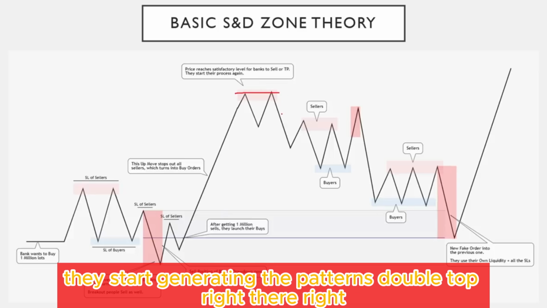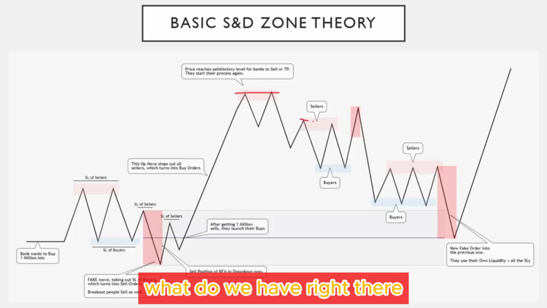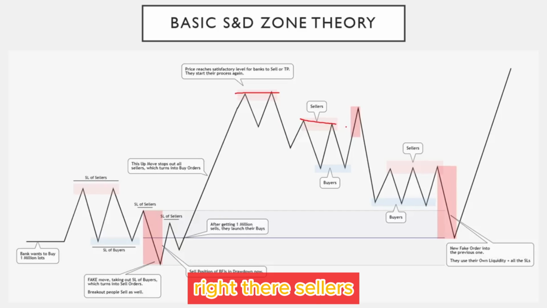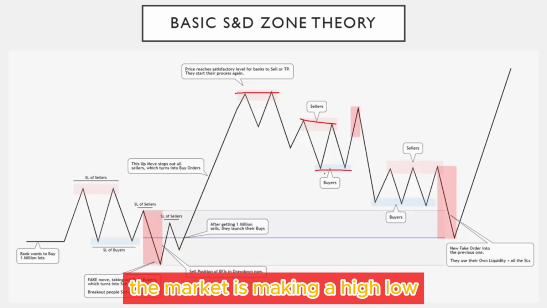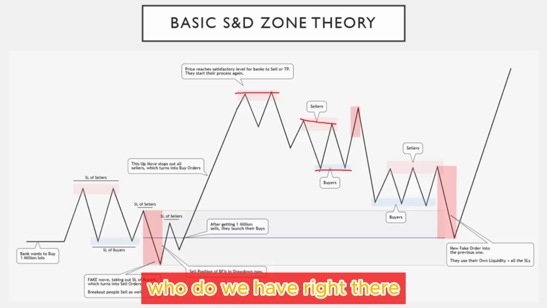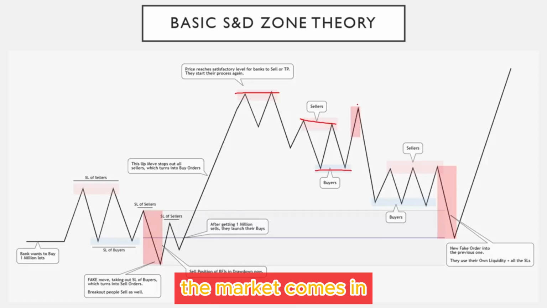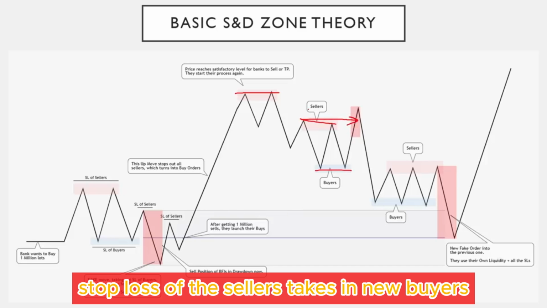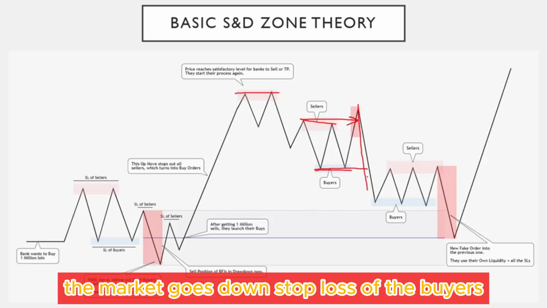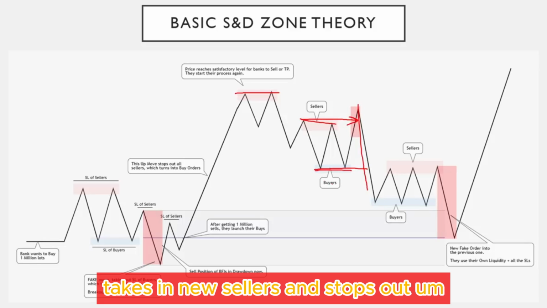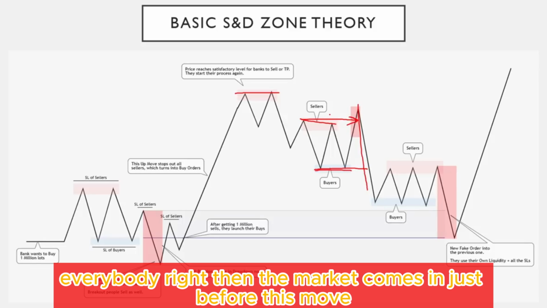Double top right there, right? The market starts pulling back. What do we have right there? Double top. Who do we have right there? Sellers. Ooh, double bottom. The market is making a higher low. Who do we have right there? Buyers, right? The market comes in, stop loss of the sellers, takes in new buyers. The market goes down, stop loss of the buyers, takes in new sellers, and stops out everybody, right?